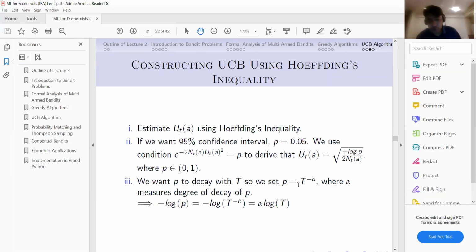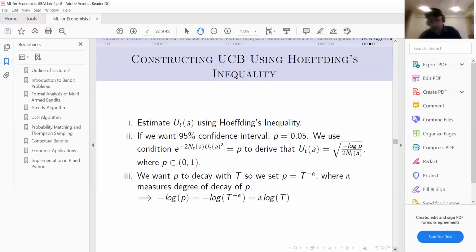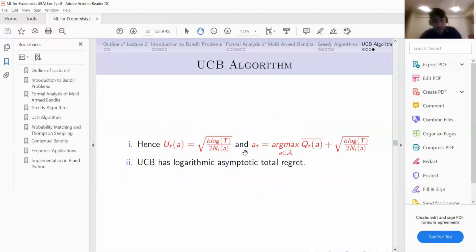So for example, we could choose P equals T to the power minus alpha, where alpha measures the degree of decay. In this case, your confidence will increase over time, and the upper bound will become tighter and tighter over time. I'm not going to go into the details, but if you use this P equals T to the power minus alpha to decay the probability and make your information accumulate more and more over time, then this is the expression you get: alpha times log of T for the upper confidence bound, which is logarithmic inside the square root in the number of steps so far, capital T.